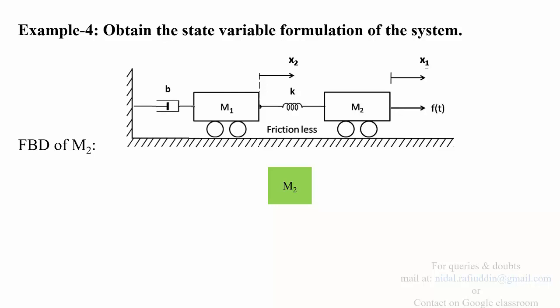So yesterday we talked about state space representation and we learned the concept of how to obtain state variable representation of mechanical systems. I discussed a few examples, and a few more examples are required to be discussed in order to make things more clear.